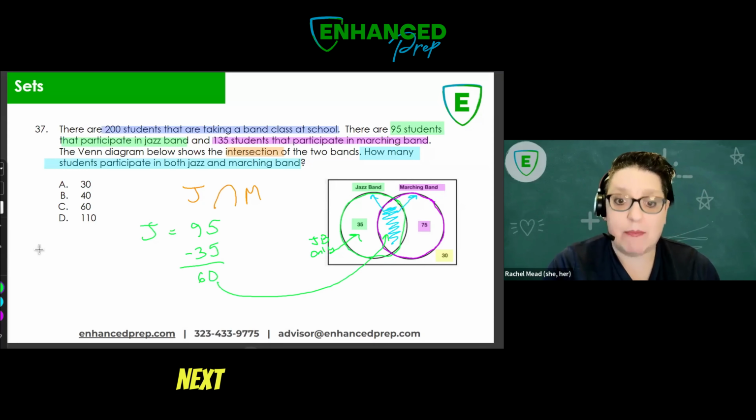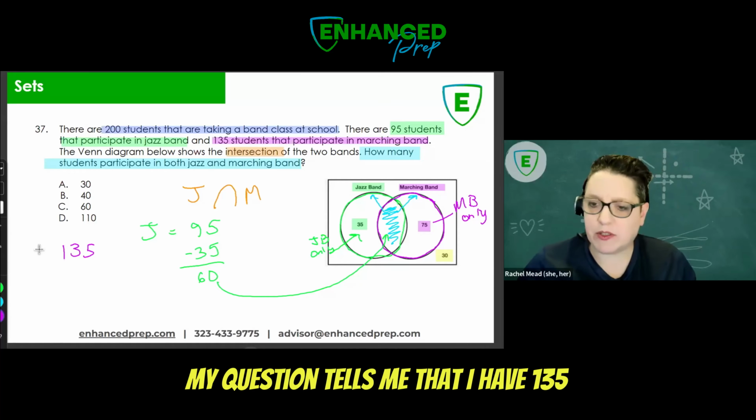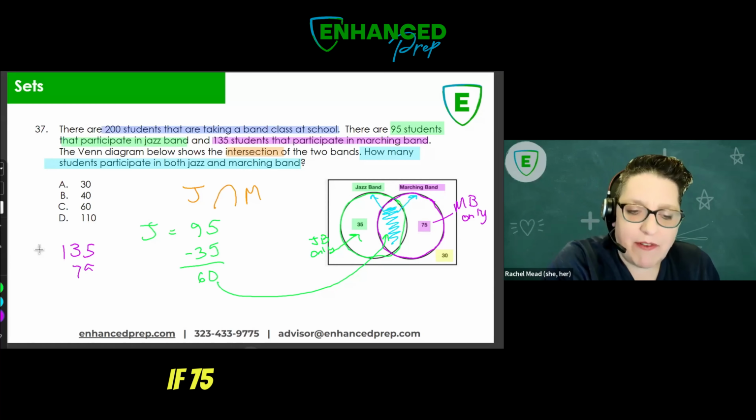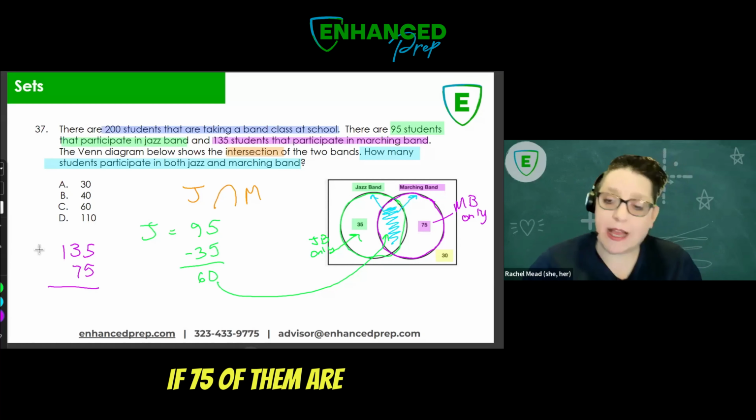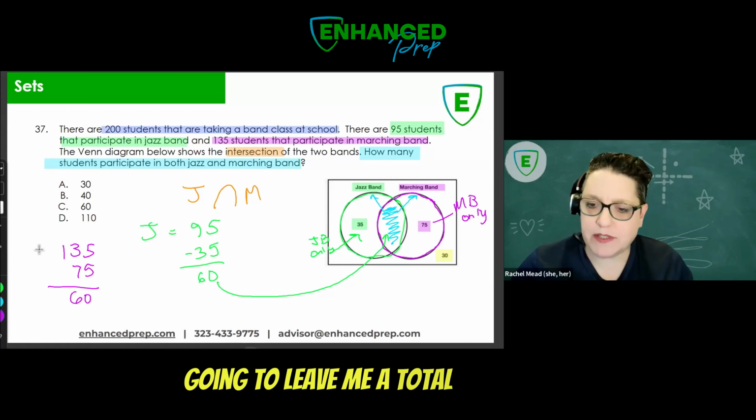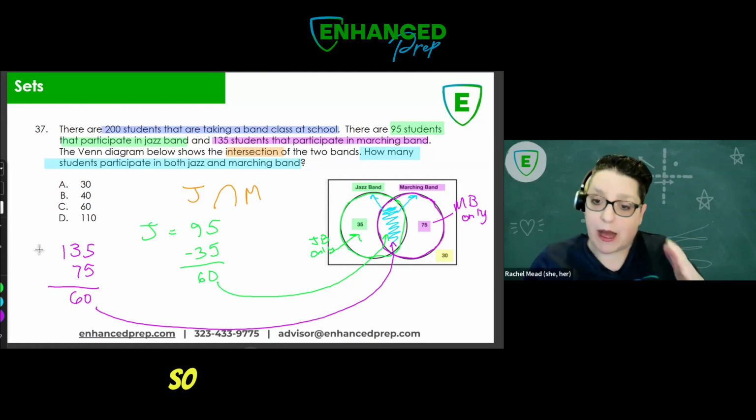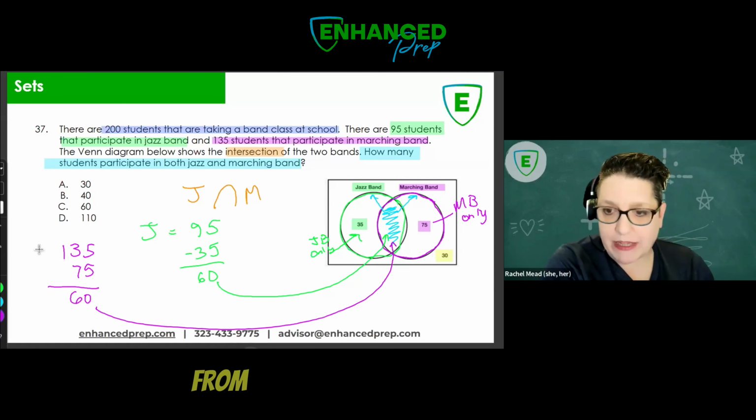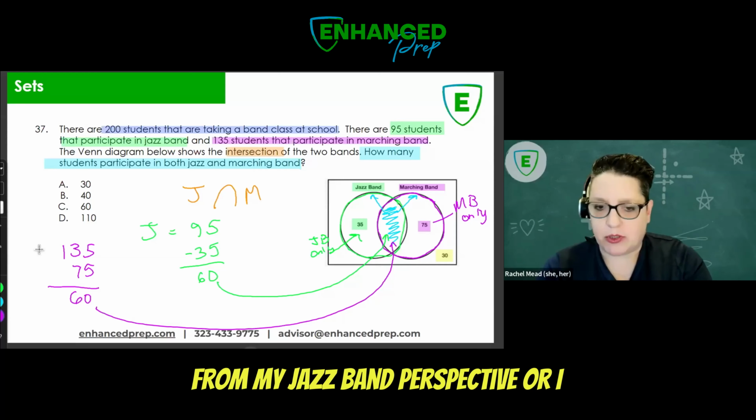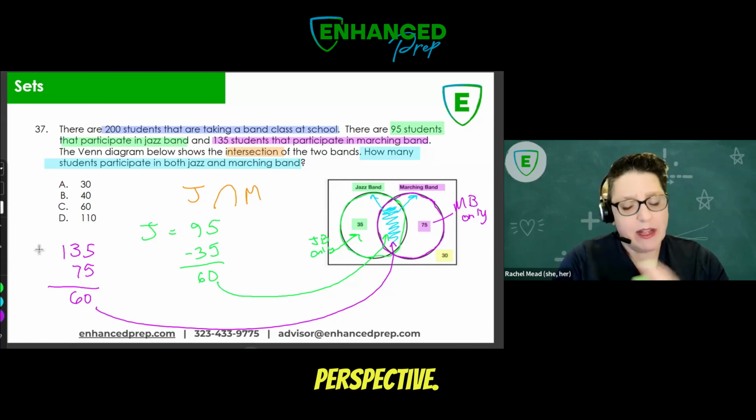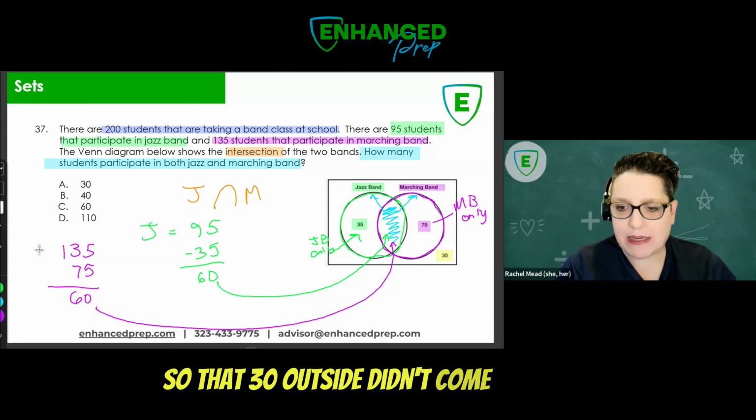I also know that this 75 here is again my marching band only, based upon the way Venn diagrams are used. My question tells me that I have 135 students in marching band. If 75 of them are taking marching band as their only band class, that is indeed going to leave me a total of 60 that fall into this part as well. So I got my 60, whether I approached it from my jazz band perspective or from my marching band perspective. So that 30 outside didn't come into play at all.